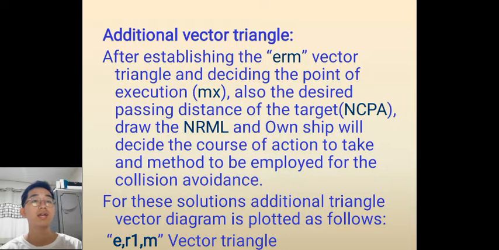After establishing the ERM vector triangle, deciding the point of execution, or MX, and also the desired passing distance of the target, NCPA, draw the NRML, and own ship will decide the course of action to take and the method to be employed for the collision avoidance. For these solutions, an additional vector triangle diagram is plotted as follows: the ER1M vector triangle.